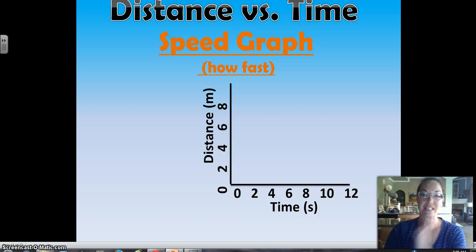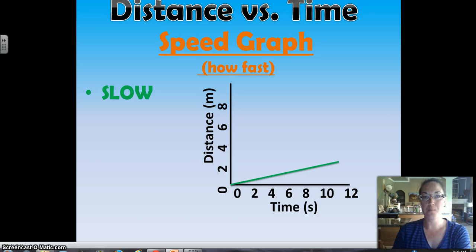So let's begin with the distance versus time graph. A distance versus time graph is known as a speed graph, because speed, how fast something is going, is determined by two factors: the distance it travels and the time it takes to get there. So the first thing you need to do is look at your axes. If it's a distance over time graph, then you know it's a speed graph. And when we talk about speed, we're only talking about how fast something's going. So the only thing you can interpret about the motion of an object on a speed graph is its speed.